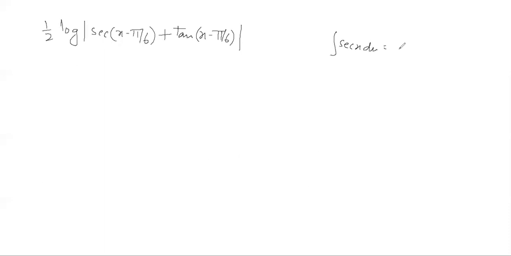So 1 upon 2 log of sec of x minus pi by 6 plus tan of x minus pi by 6. Alright, because the integration of sec x dx is log of sec x plus tan x. All right. Very good. So now the next question.